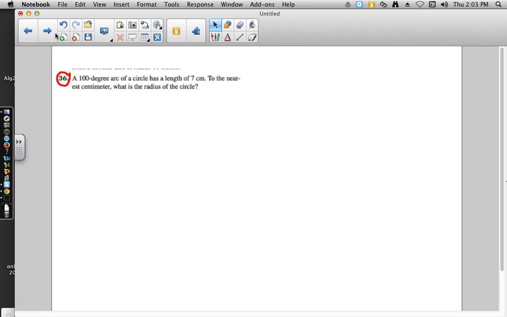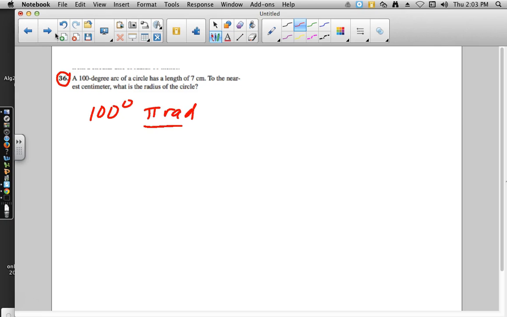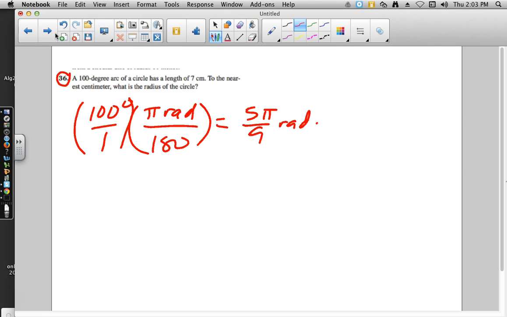Next up was 36, and 36 says we have a 100-degree arc of a circle with a length of 7 centimeters. To the nearest centimeter, what is the radius of the circle? So right away, I'm looking at this 100 degrees and thinking this is not useful in our arc length formula because it's in degrees. So I have to change this by multiplying it by pi radians over 180. And I just slap a 1 underneath there so I can go ahead and do the math and do a little reducing and get 5 pi over 9 in radians.